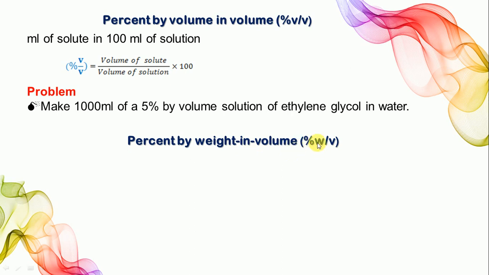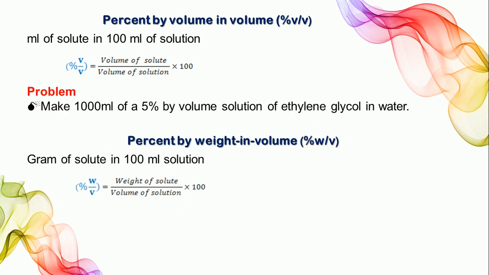Percent by weight in volume. In this case, the numerator W is the weight of solute, and the denominator V is the volume of solution, and the percent indicates it is multiplied by 100. So percent W by V is the weight of solute divided by volume of solution into 100.